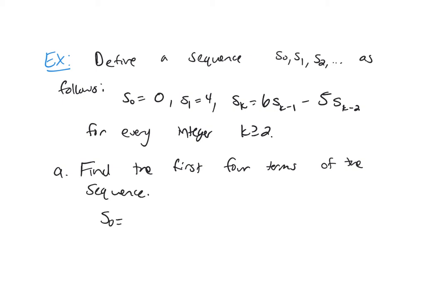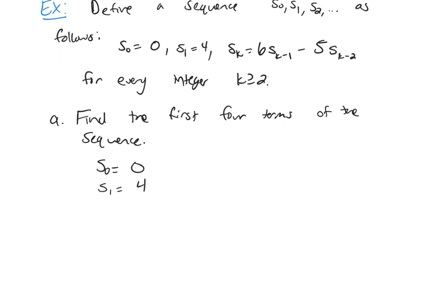Well, the first 2 are given for me. S0 and S1 are 0 and 4. So now let's find the other 2. For S2, you're going to use your recurrence relation and plug in k equals 2. So you get 6 times S1 minus 5 times S0. If you plug in 6 times 4 minus 5 times 0, you get 24.